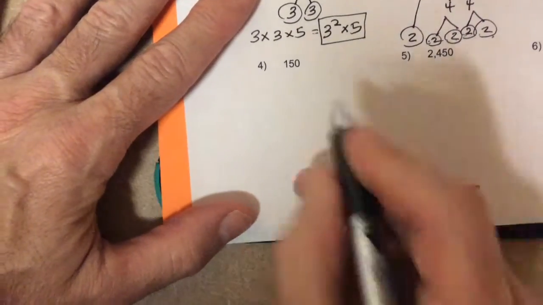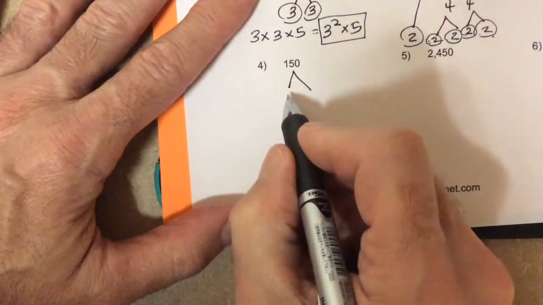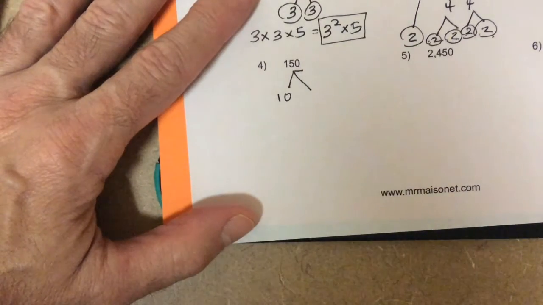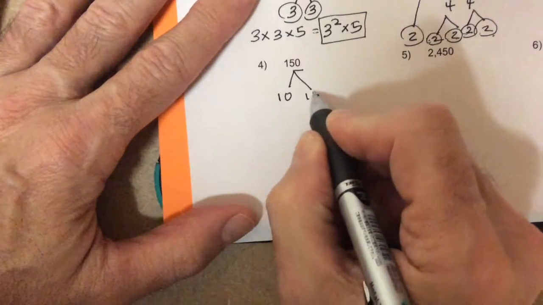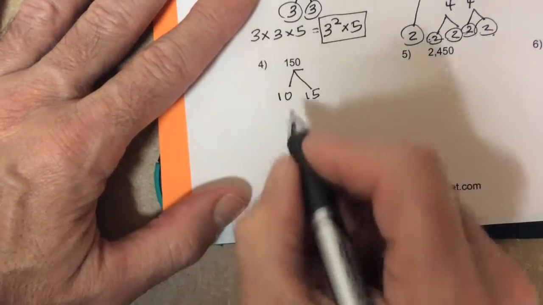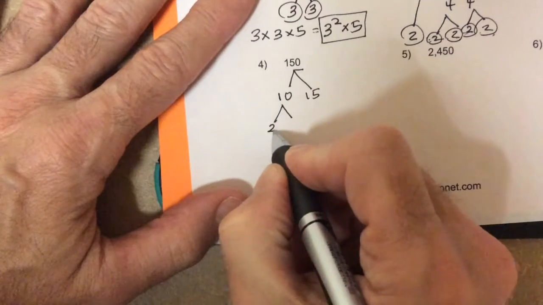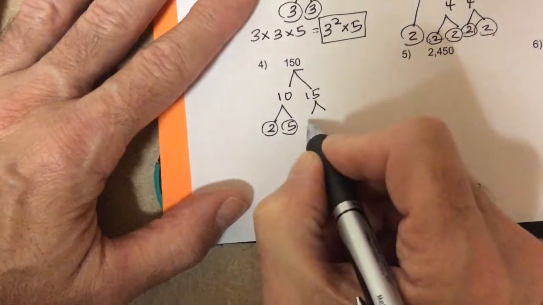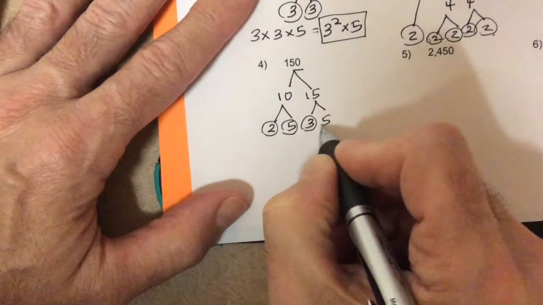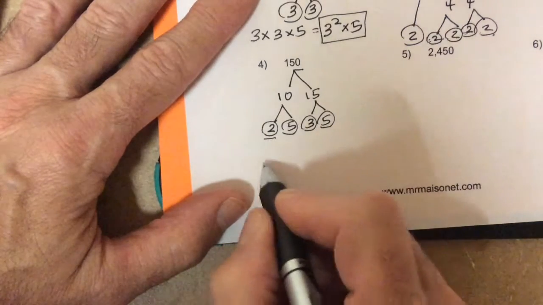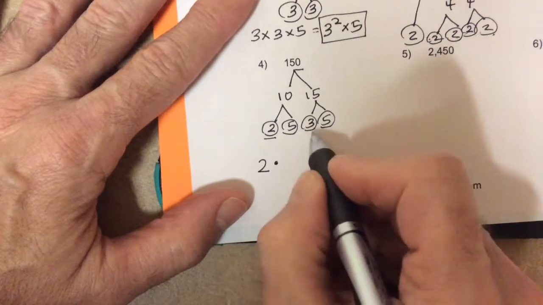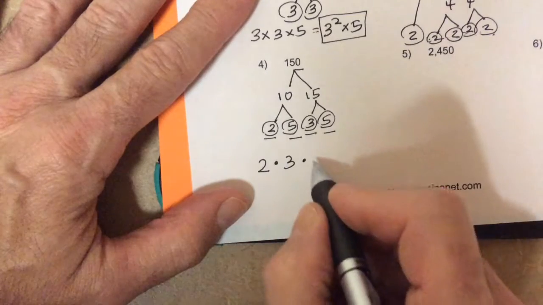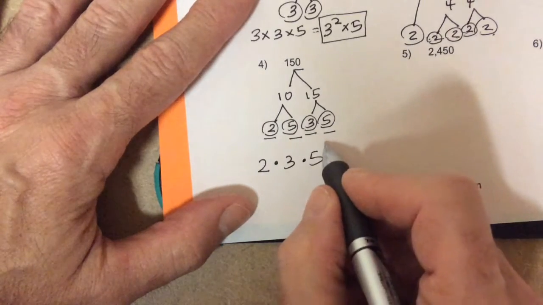The next one, 150, because it ends with a 0, I know that it can be divided by 10. 10 is a factor, so 10 times 15. Those are both composite numbers. I can factor 10 as 2 times 5, and 15 as 3 times 5. So in order, 2 times 3 times, and there's 2 5s, 5 to the 2nd power.